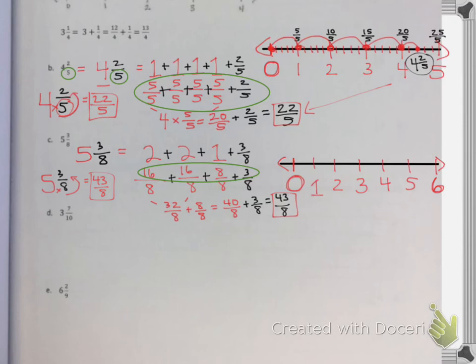Now, the hard part about this is that this is cut into eighths. So this is going to be very tiny lines. So we have to be really careful. That's why I just had you do the first 2 in number lines, because on D and E, it's going to be hard to make number lines with such limited space.